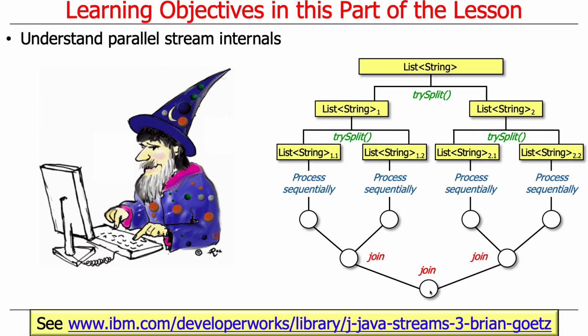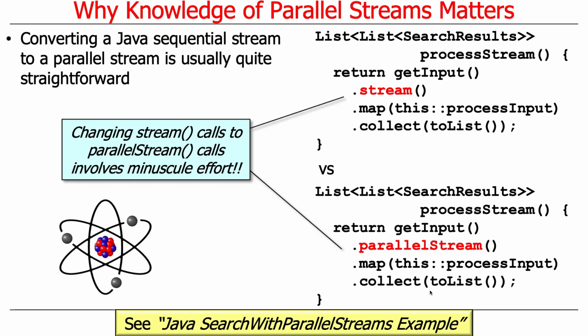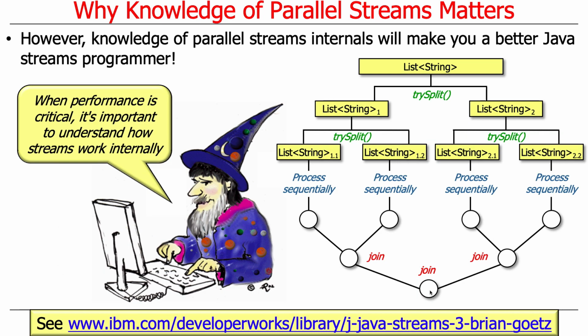So I thought I would start by kind of giving you a quick tour of what we'll cover. And one of the key things we're going to focus on in this section of slides is to know what you can change and what you can't change with parallel streams. So who cares, right? Why does this matter? Well, as you saw, it's often very simple to go from stream to parallel stream. That doesn't take much effort at all. It takes minuscule effort. But that doesn't always lead to a speed up.